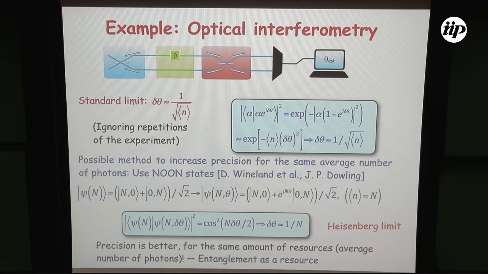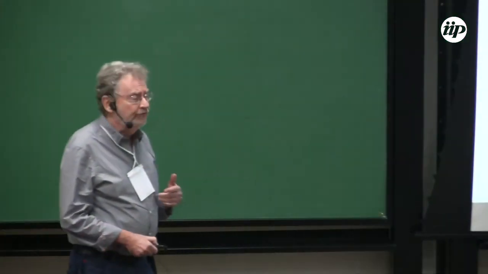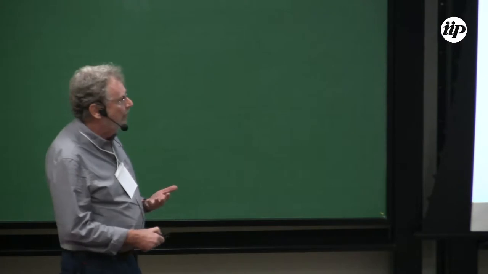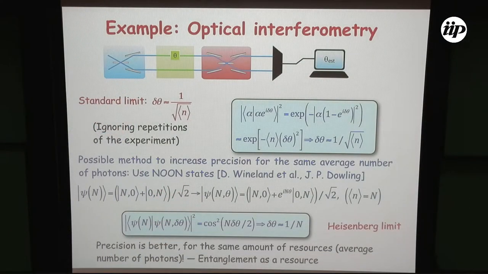And you see that, indeed, the precision is better for the same amount of resources, which are, in this case, the average number of photons in the state. And the average number of photons in the state is equal to n. So here it's 1. Here is 1 over square root of n, so we get a better precision. Okay, so that shows that quantum states can actually help us to increase the precision, just because they become orthogonal to each other for a smaller variation of the parameter.